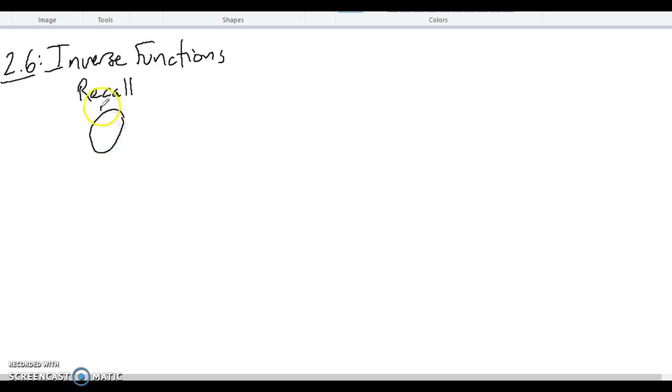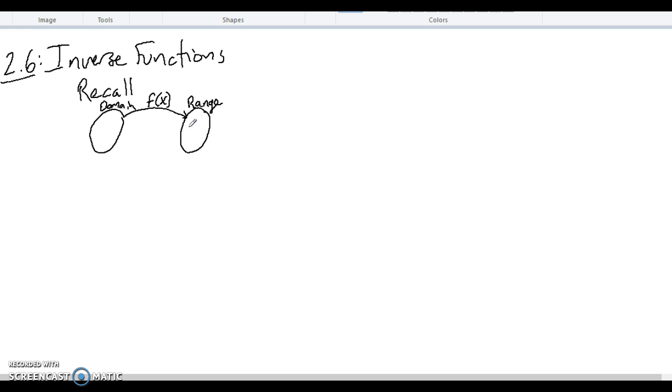We had a domain, and we had a range. They are just some sets. And the function, if we called it f of x, was a way to map from the domain to the range. It was a guide to get us from one set to the other.